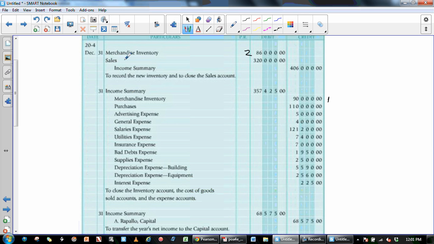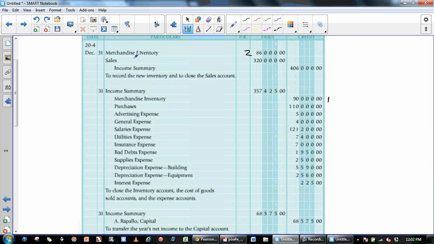It really doesn't matter which entry you do first. After both, the effect will be the same. You just have to remember to empty the merchandise inventory account, you have to credit it, and then to put the $86,000 in, you have to debit it. To empty out your revenue account, you have to debit it because revenue has a regular credit balance.